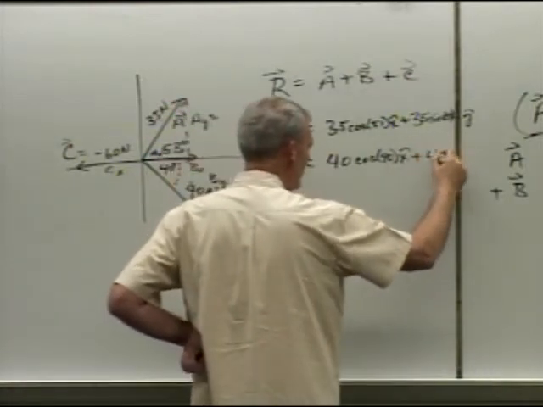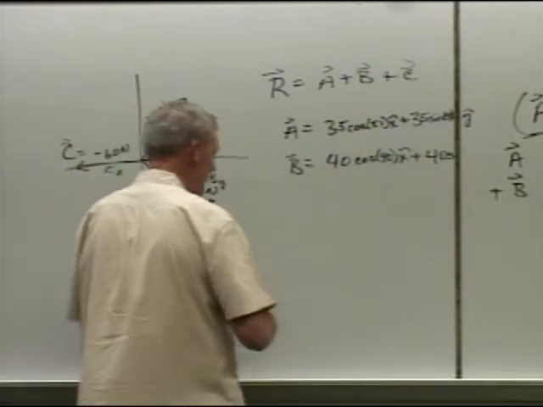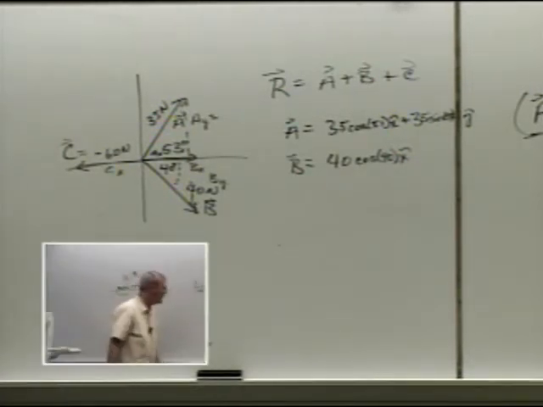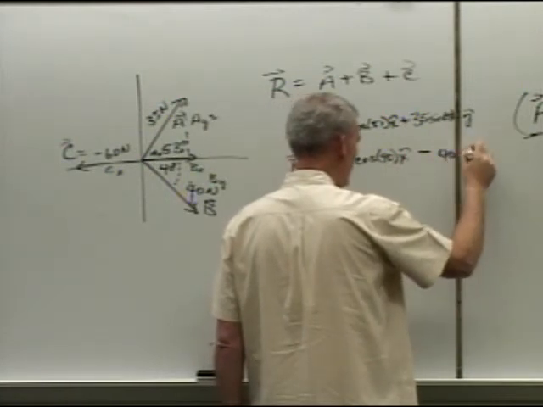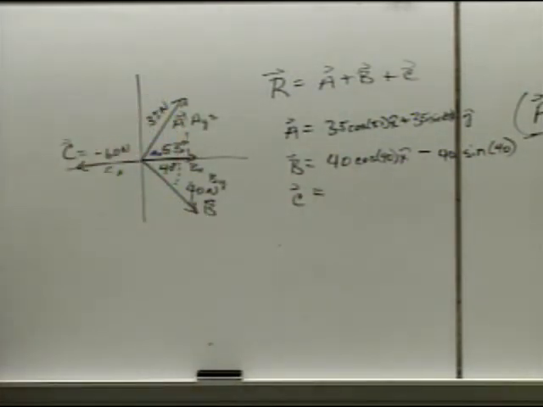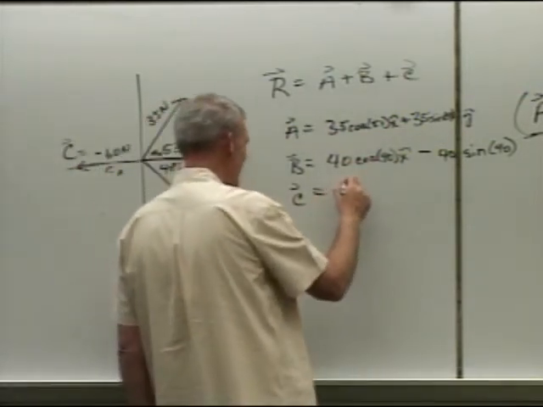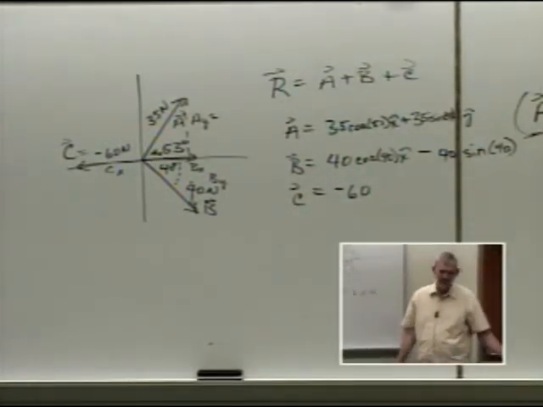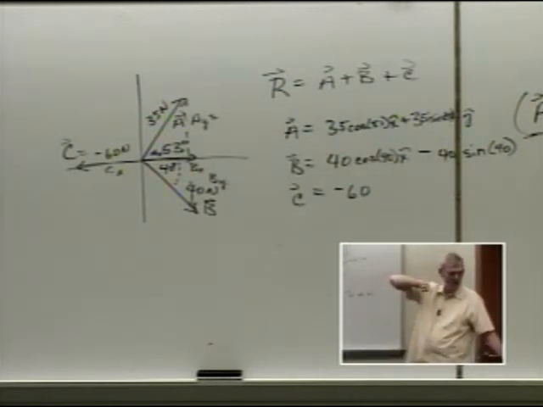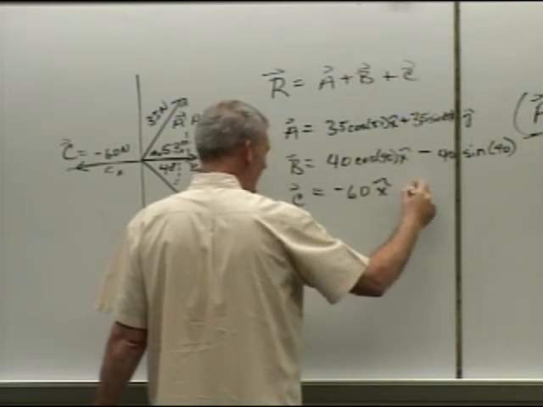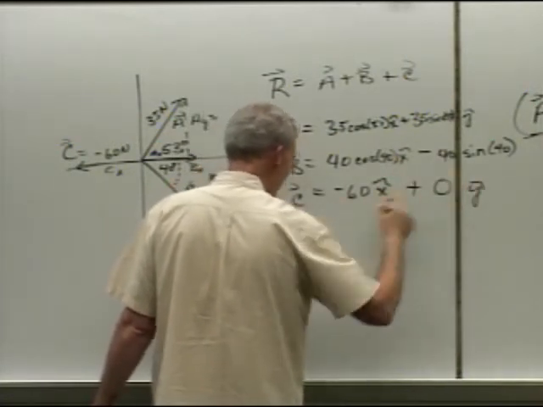Plus 40 sine. Whoa! I made a mistake. What's my mistake? What about the y component of B? What's he going to be? Minus. Very good. Okay, so he's minus 40 sine of 40 degrees. And then C is, what's the x component? Which direction? Negative 60. Now, a cute thing we could do is say it's positive 60, because the magnitude is always a positive number, times the cosine of 180. What's the cosine of 180? Negative 1. But we don't do that. We just look at the picture and go, okay, it's going negative. What about the y component? There you go. All right. And then you just add those up.